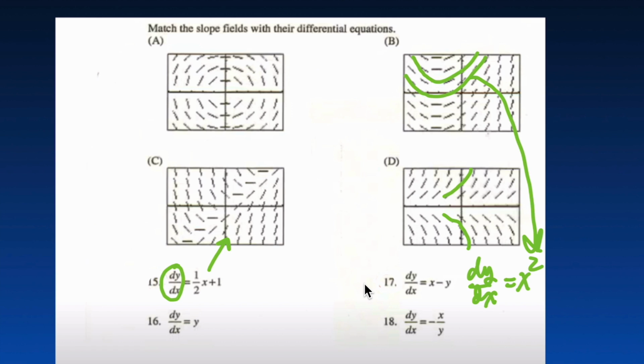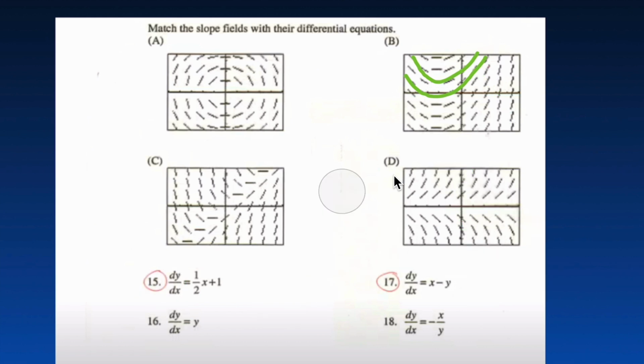Here, you don't see the word solution. So if you don't see the word solution, you're not connecting. If you don't see y equals, you're not connecting. Here, if you just see dy dx, that means they're just looking for the equation, the slopes that created the field.